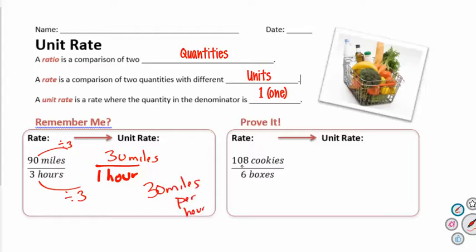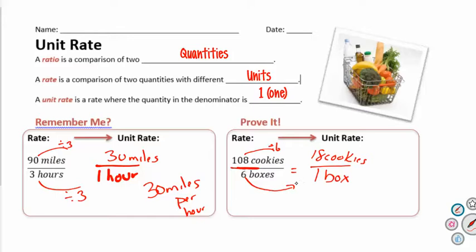Okay. Let's look at the next one. So if I have 108 cookies in 6 boxes, a unit rate is I want to know how many cookies are in just 1 box. Again, I'm going to divide 6 by 6 to get 1. And so up here, I would divide by 6 as well. And I get 18 cookies. So you might see, instead of going here, all you're doing, remember, isn't this just the division bar here? So you're just dividing the top number by the bottom number. You're dividing 108 divided by 6. That's going to give me that unit rate, okay?